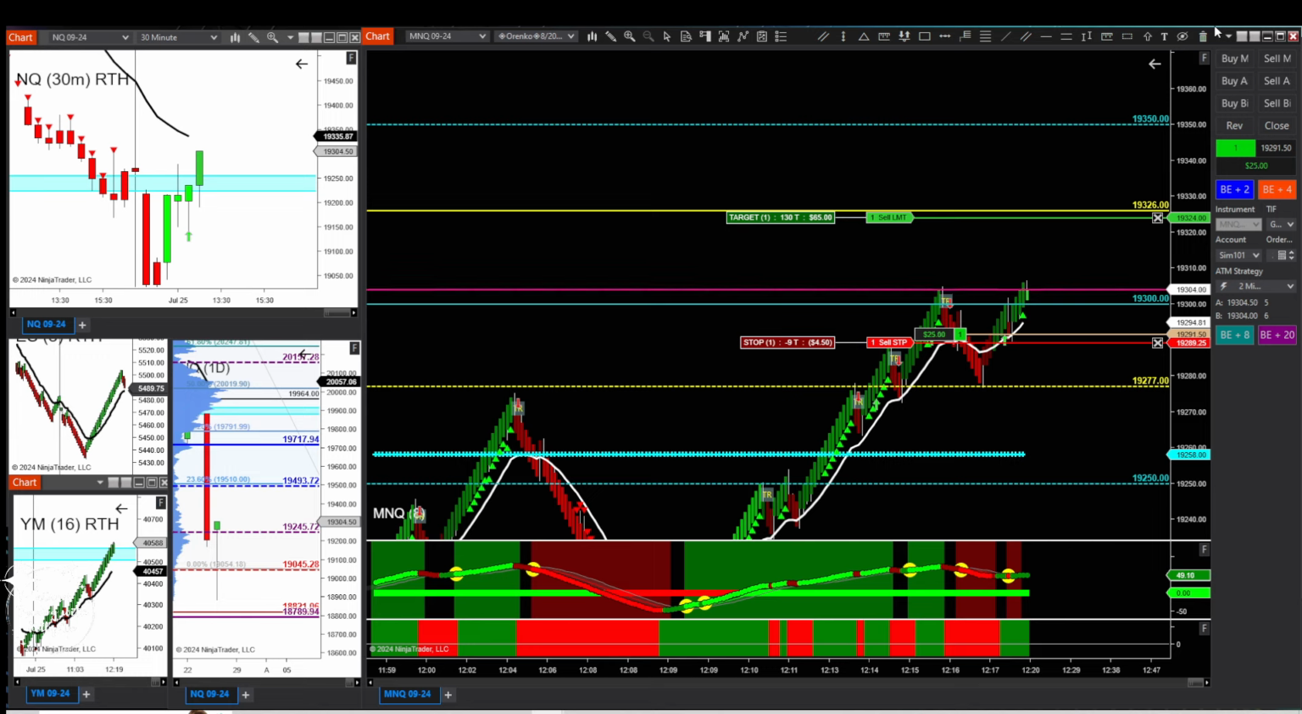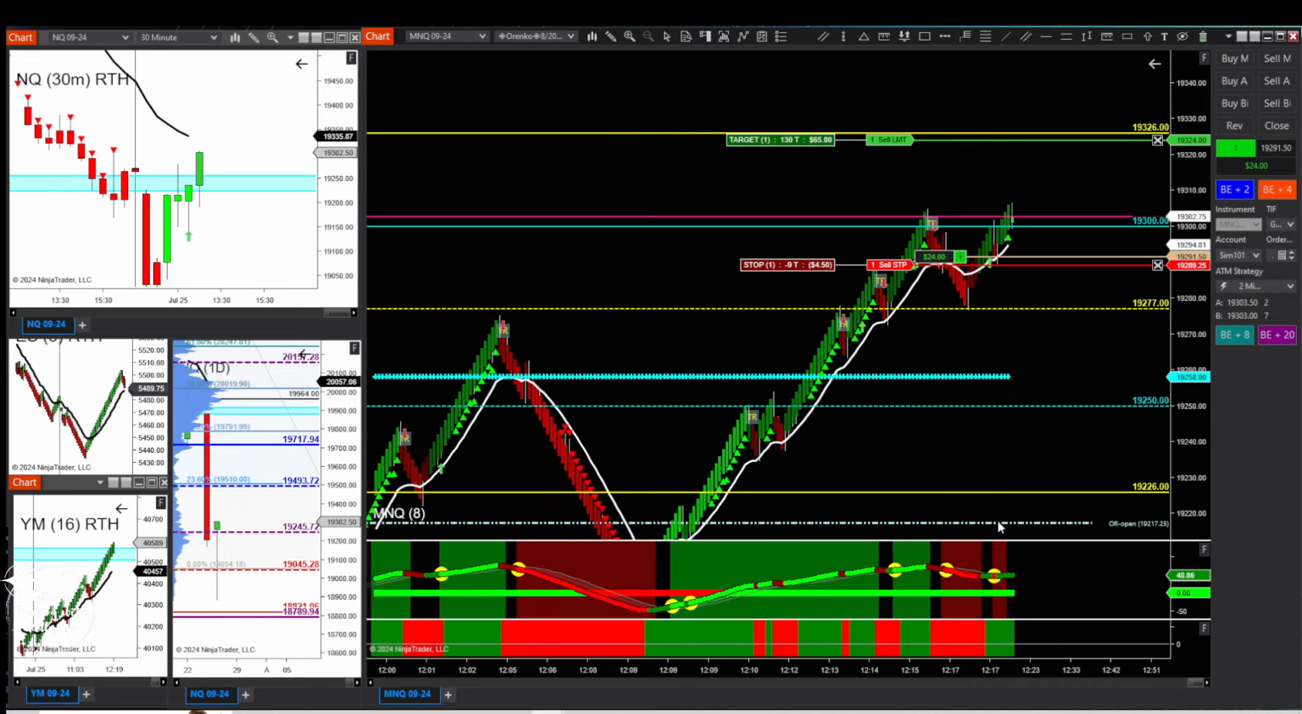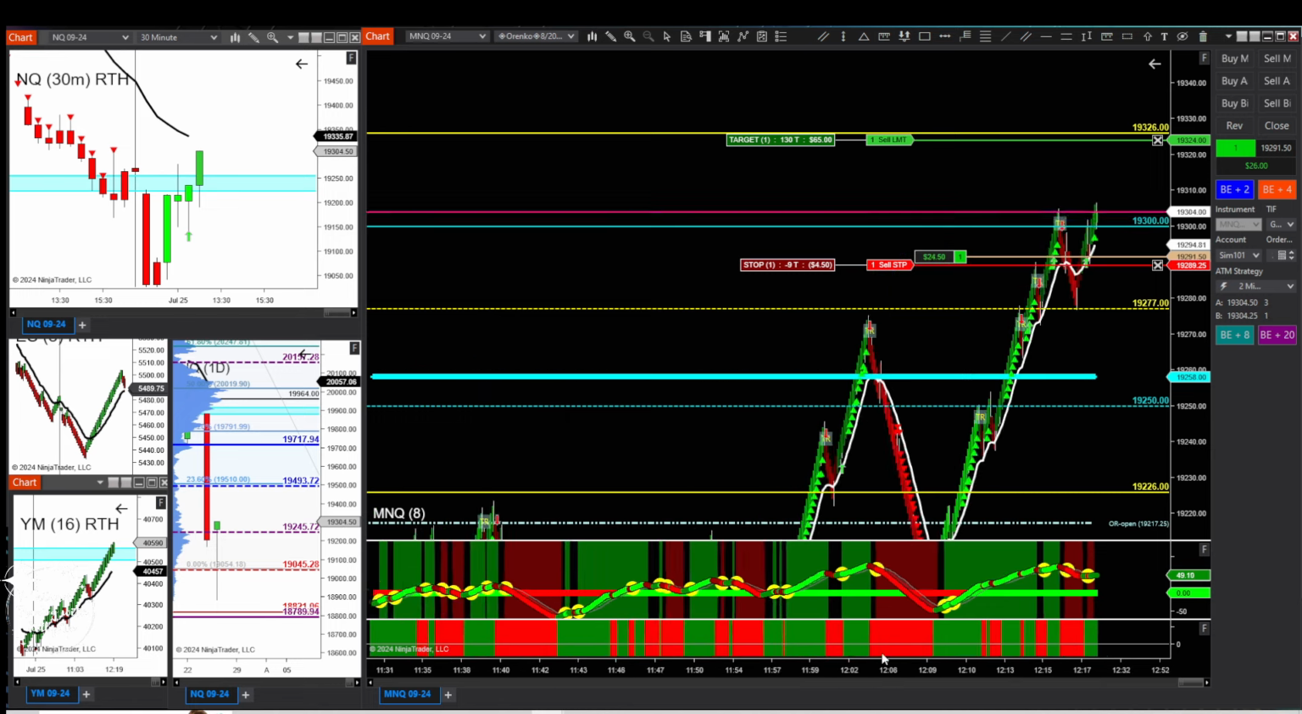Try not to be right on the round number. Look to your left. You can see right here, 80 has a lot of reactions. You want your stop below 80. Look at prior pivots. It will always help you figure out where you should put your stops.